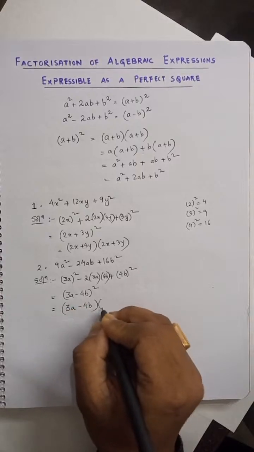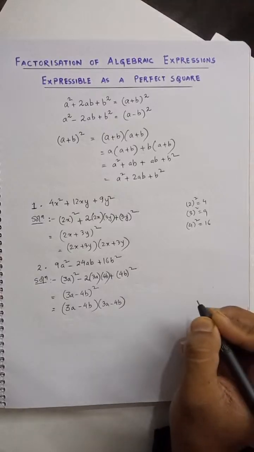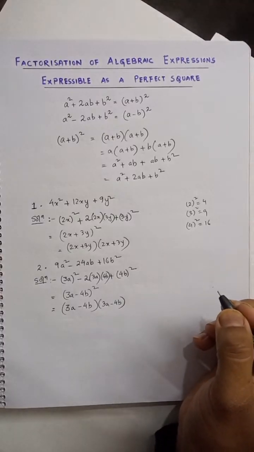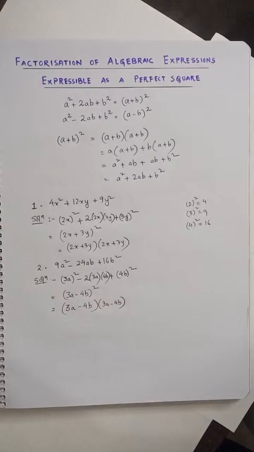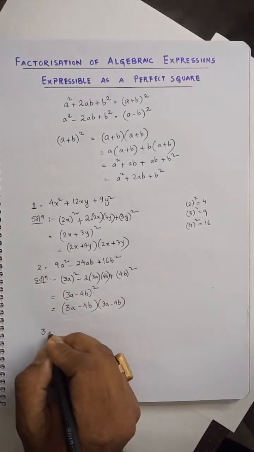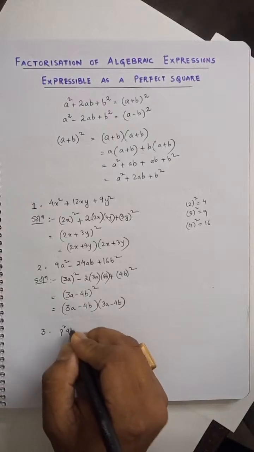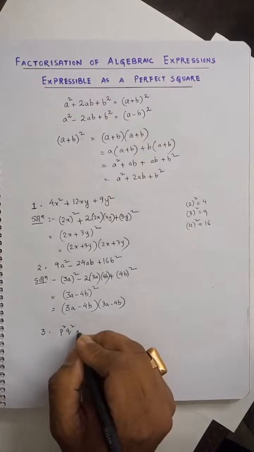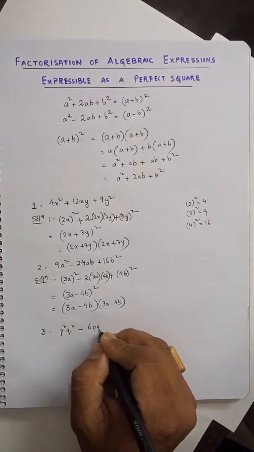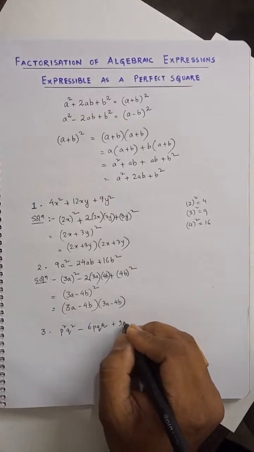So our answer is 3a minus 4b, 3a minus 4b. Okay, question number 3. p square q square minus 6pqr plus 9r square.